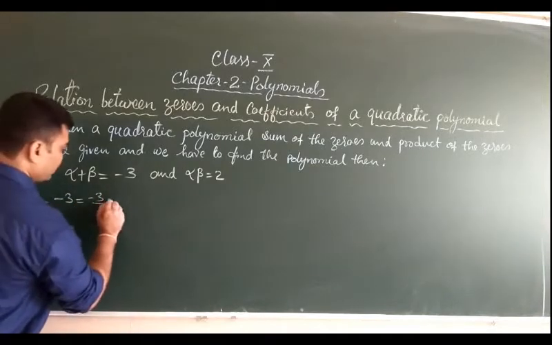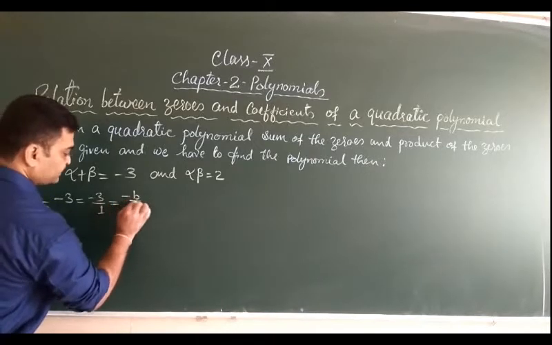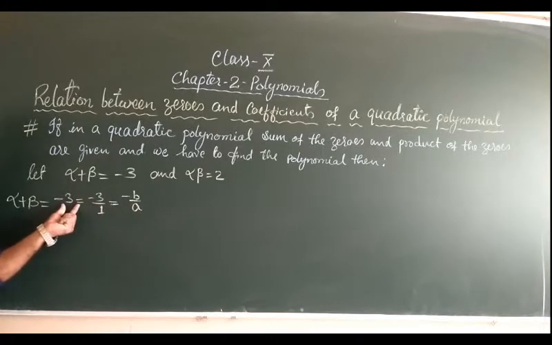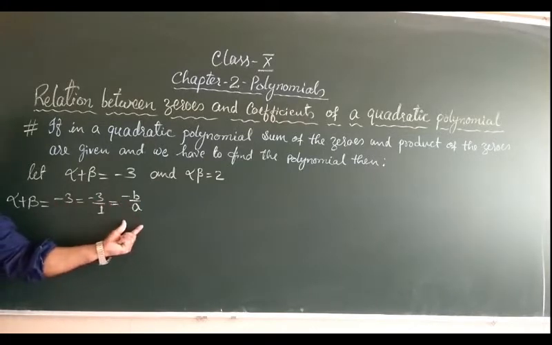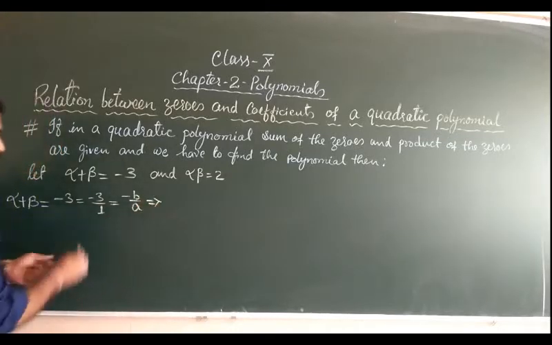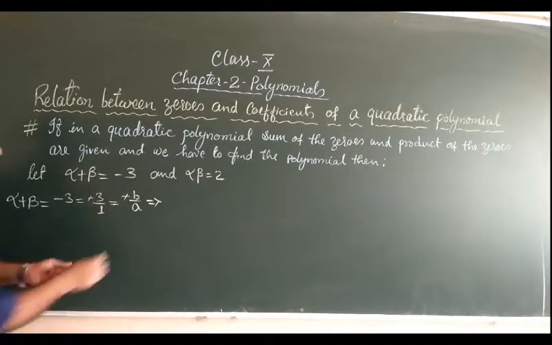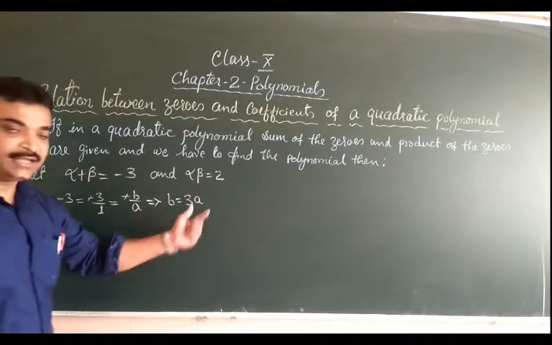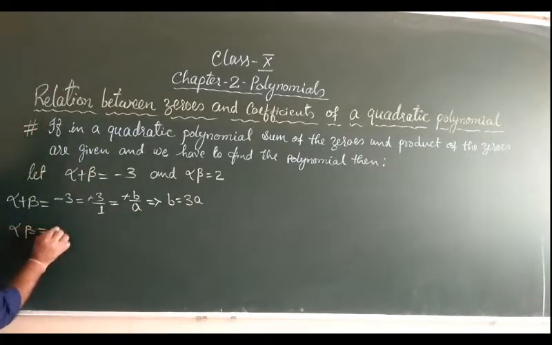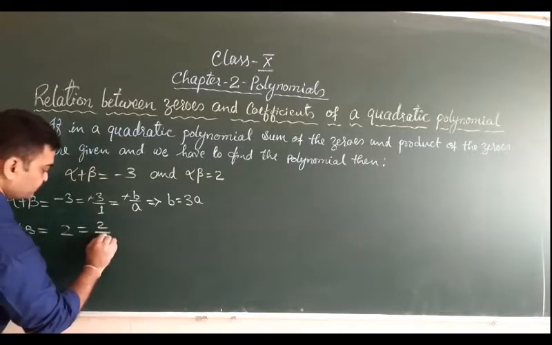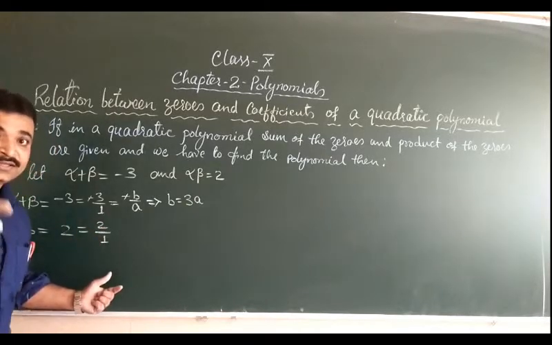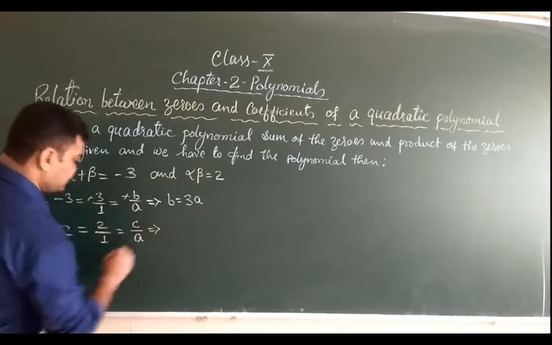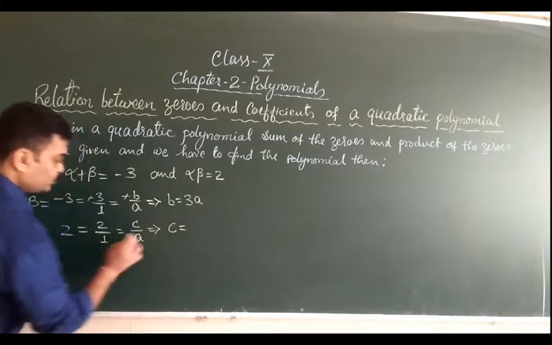Or we can write it as minus b upon a, because we know alpha plus beta is equal to minus b upon a. That means minus 3 upon 1 is equal to minus b upon a. From here, minus minus cancel from both sides and b is equal to 3a. And alpha beta is equal to 2, that is, we can write 2 upon 1. And what is the value of alpha into beta? That is c upon a. This implies we can write c is equal to 2a.